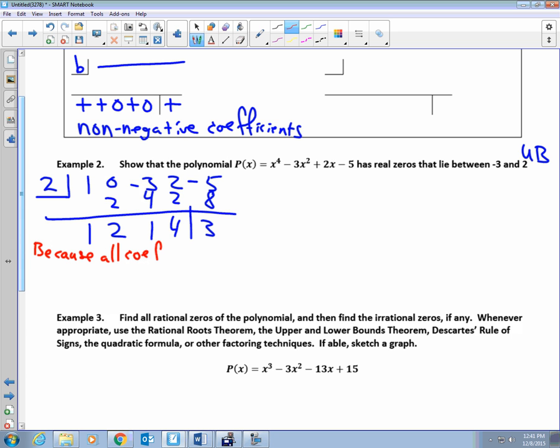Because all the coefficients are non-negative, 2 is an upper bound. Not too difficult to do, right?